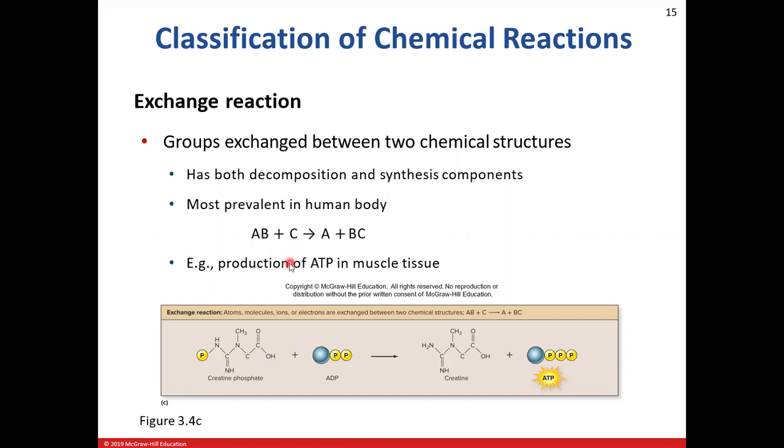And this is what we see in the production of ATP in muscle tissue. So for example, if we take the process known as direct phosphorylation, we take creatine phosphate, which has a phosphate group on it, and we have ADP, which is adenosine diphosphate. So we take the phosphate group, we add it to ADP, and now we have just plain old creatine with ATP, okay? So again, taking a phosphate group, adding it to ADP, leaving us with creatine and ATP.